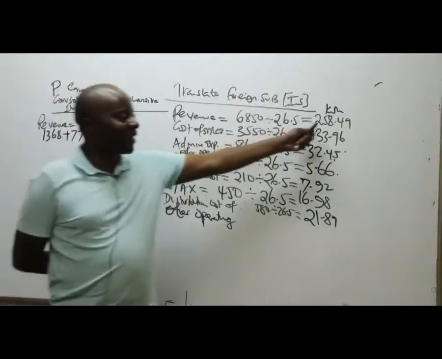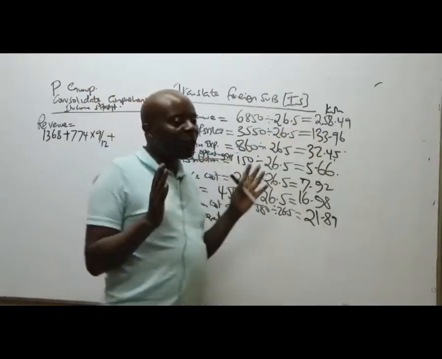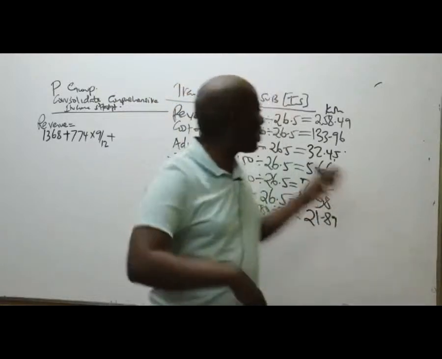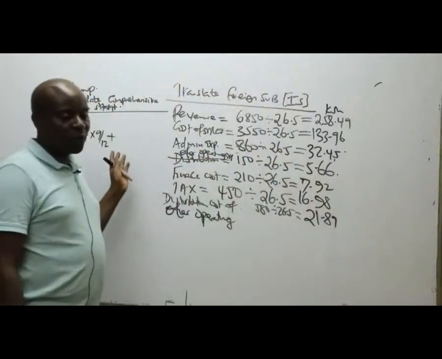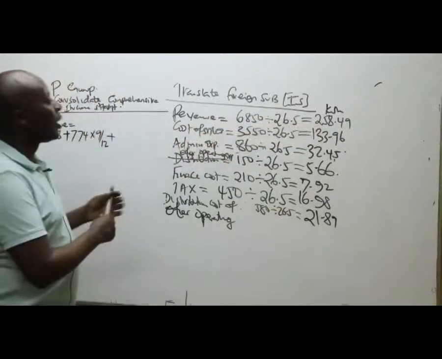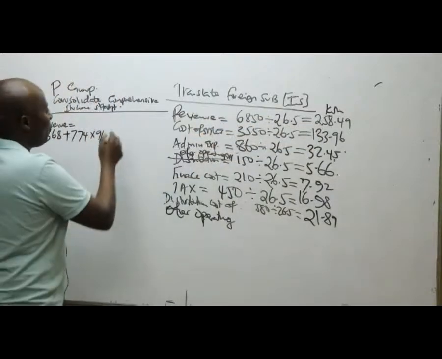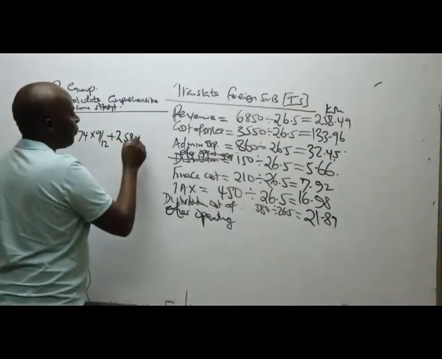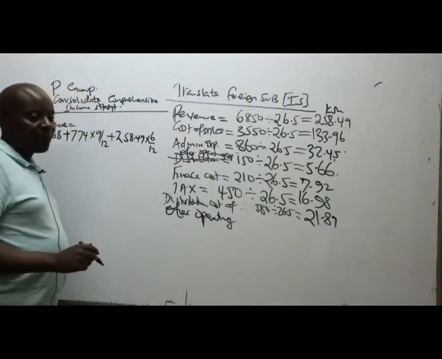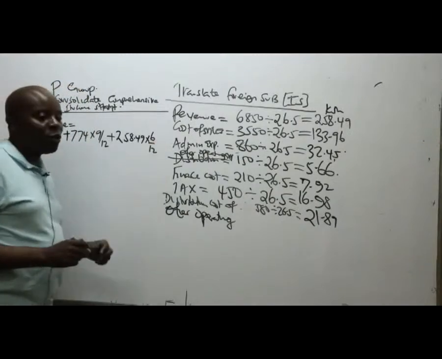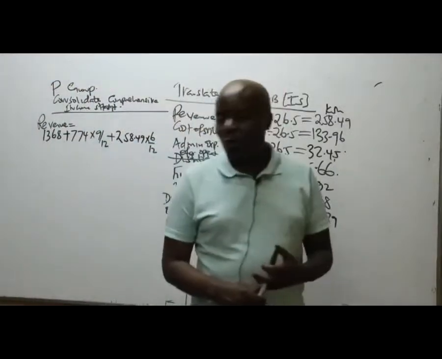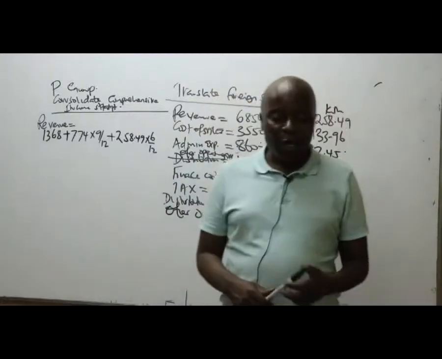You always get somebody picking the Uganda shillings again to add them to Kenya shillings. We have already translated them to Kenya shillings. So I need to pick this one, which is 258.49. It was only ours for 6 months. So what adjustment do I need to do to revenue?